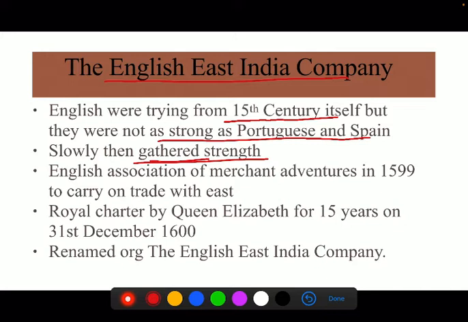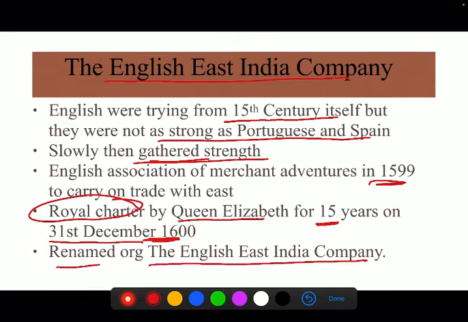Because of their strength, some merchants formed an association in 1599 to carry trade with the East. For that they went to their Queen Elizabeth for permission, and the permission given by Queen Elizabeth is known as the royal charter. The permission was given for 15 years, and the date on which it was given is 31st December 1600. So you can say this is the date when the British East India Company was formed, and they named this company the English East India Company.